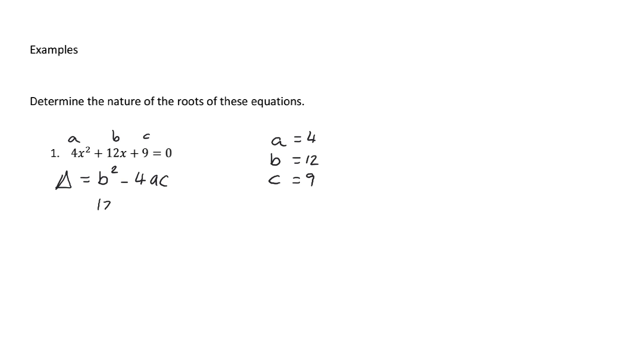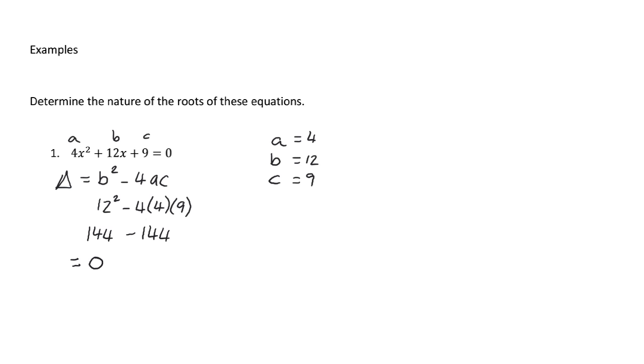So b squared is going to be 12 squared, subtract 4 times 4 times 9. So that's going to give me 144 subtract 144, which is equal to 0. So from the 3 previous graphs, I know that if b squared subtract 4ac is equal to 0, then there is only one real root.